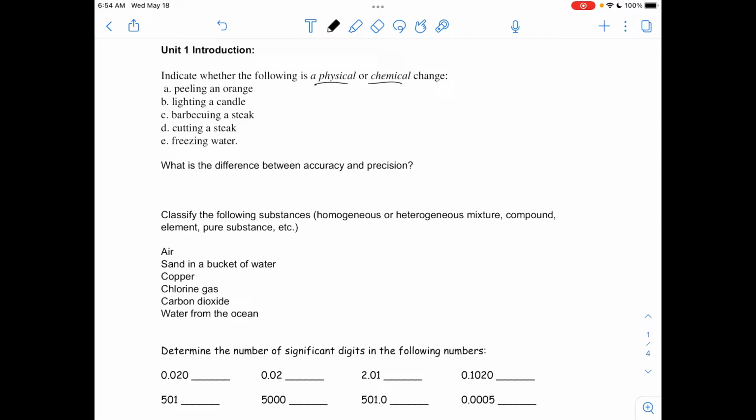So taking a look at this, peeling an orange would be a physical change because we can put that orange peel back onto the orange. We didn't change the chemical identity of that orange peel. Lighting a candle is a chemical change. It is burning that wick at the top of the candle and combining oxygen and that carbon fuel into carbon dioxide and water, and so we cannot get it back into its original form.